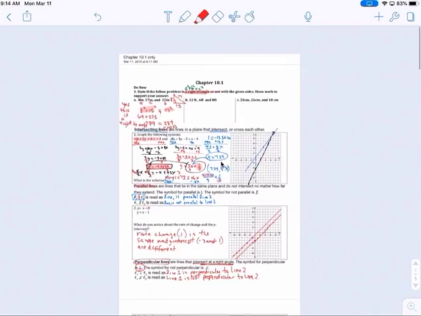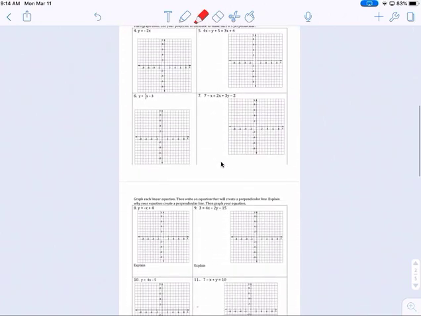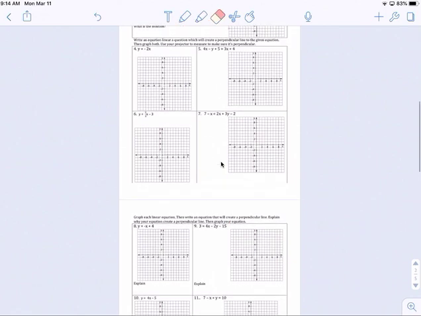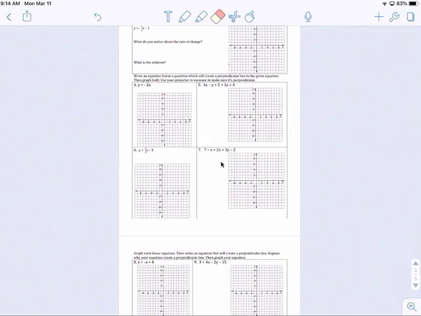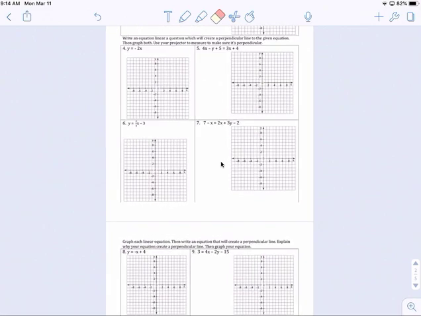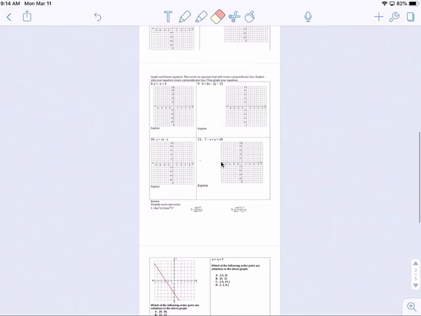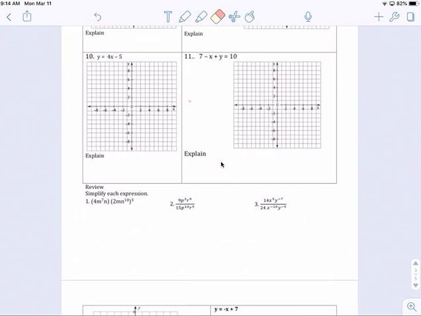This is today's homework. You got the lesson. Okay, I'll go over this one. Oh, we went over this one. I'll go over the next page, on 10 and 11. You guys do the rest.